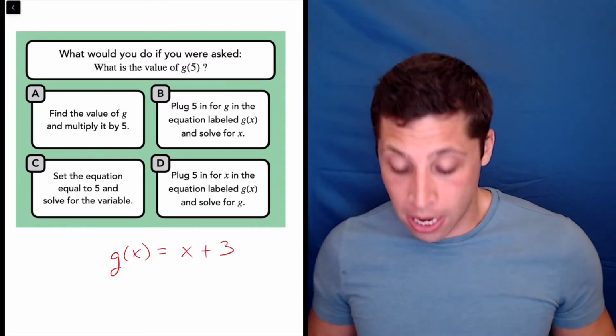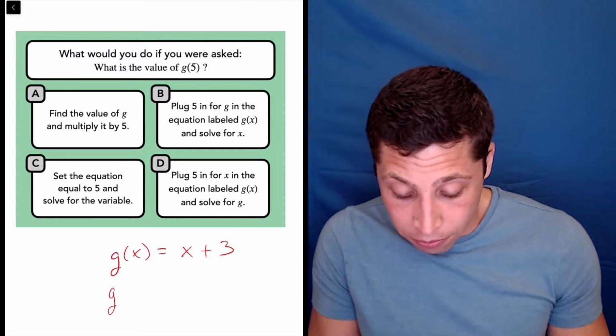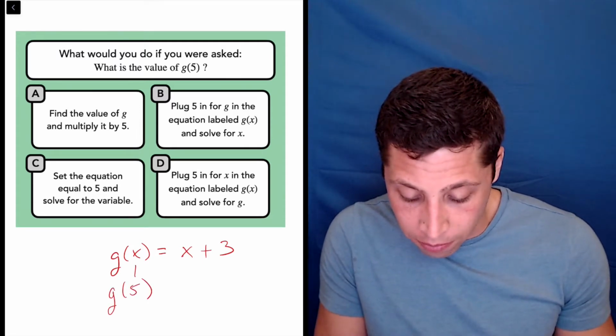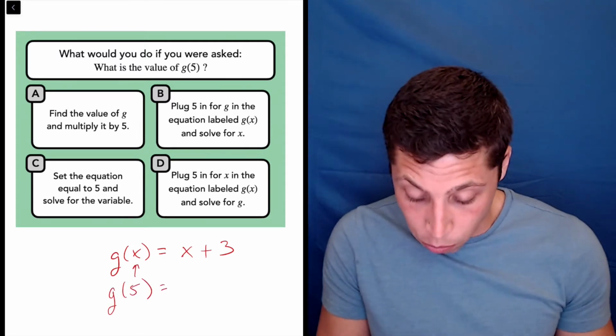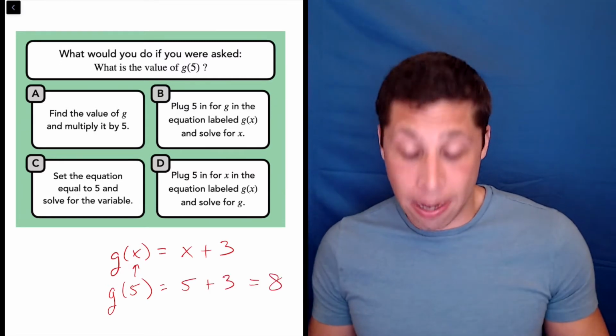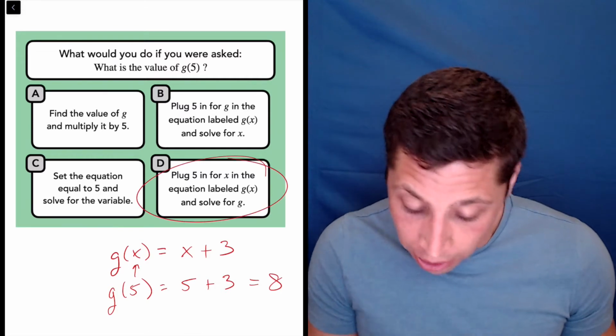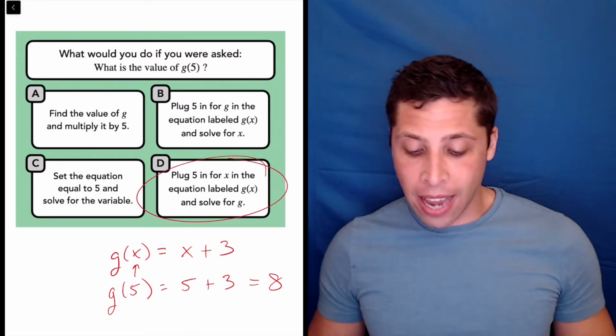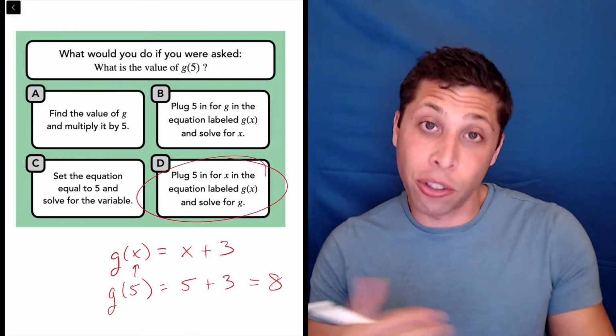I don't know. Now, if we were asked for g of 5, the thing we should do is, look, 5 is in place of x, right? So we're going to put 5 in place of x over here, and then we will get 8 in that particular case. Now, what did I just do? I plugged 5 in for x and then solved for g, which is the y coordinate.